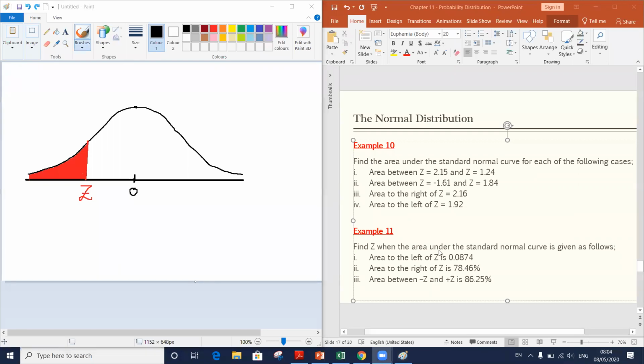Here, area to the left of Z is equal to 0.0874. The probability relevant to this area is 0.0874. Right?